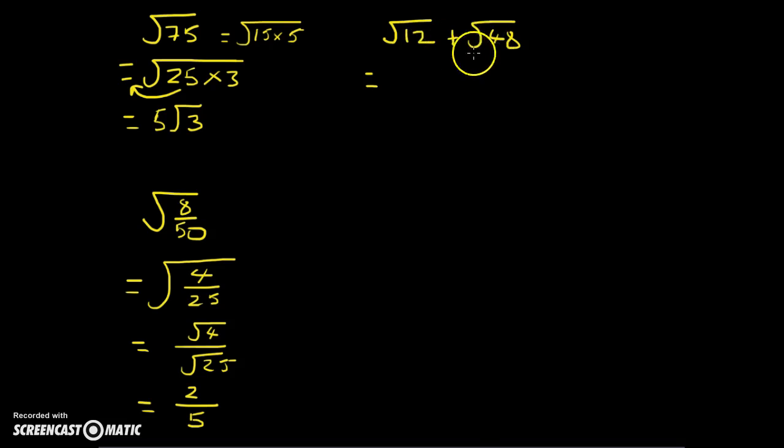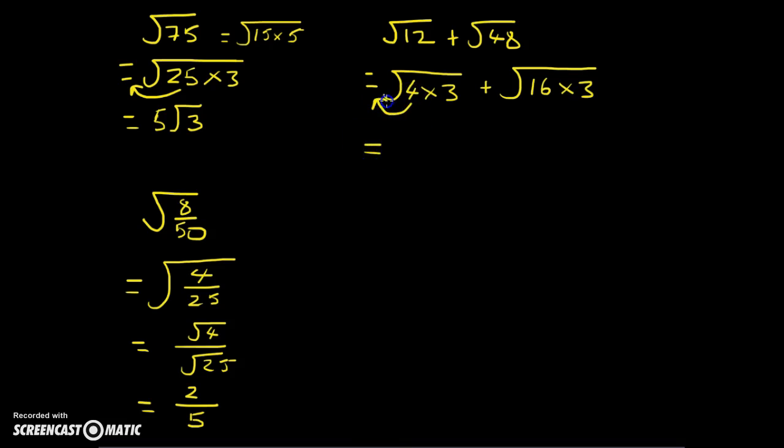Right, on to this example. So two numbers that multiply to give us 12, one of which is a square number. So 4 multiplied by 3, 4 being the square number. And for 48, we could have 16 being the square number, multiplied by 3.